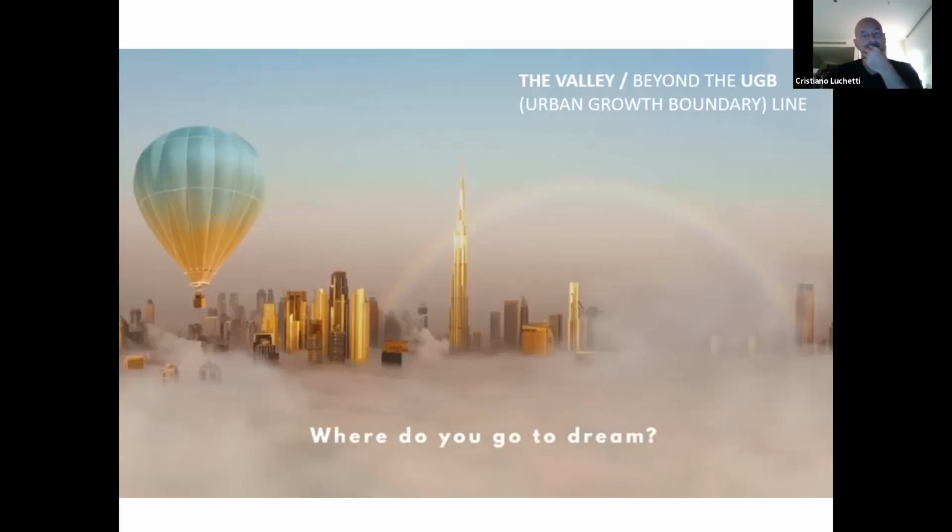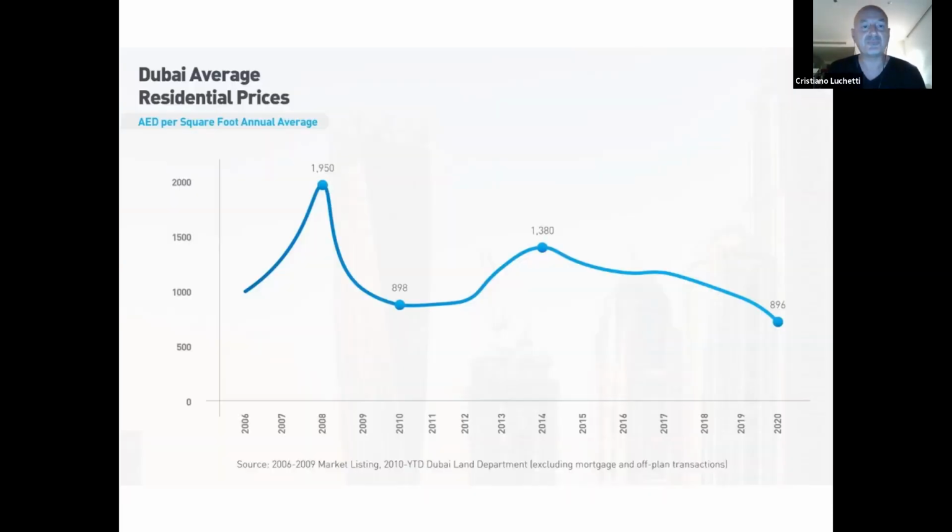And so now the only part that needs to be covered to complete our understanding of the desert side of Dubai is the new residential projects, because now the idea is that we can actually build beyond the urban growth boundary line. We'll see in a moment what this is about. And this is portrayed with this slogan: where do you go to dream?